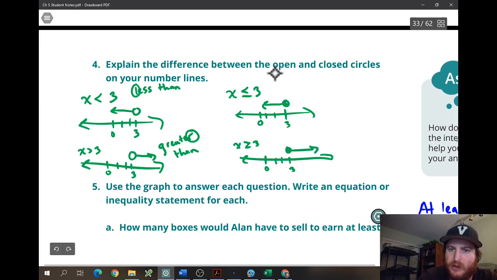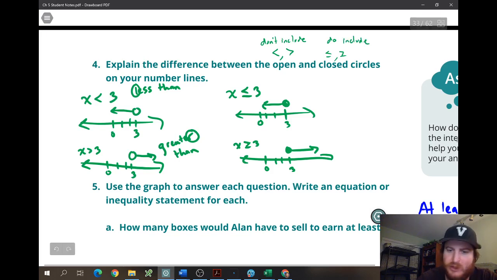Okay, so we use open circles for less than or greater than, and those don't include the point. Whereas we would use closed circles for less than or equal to or greater than or equal to, and they do include the point. So that's our main difference.